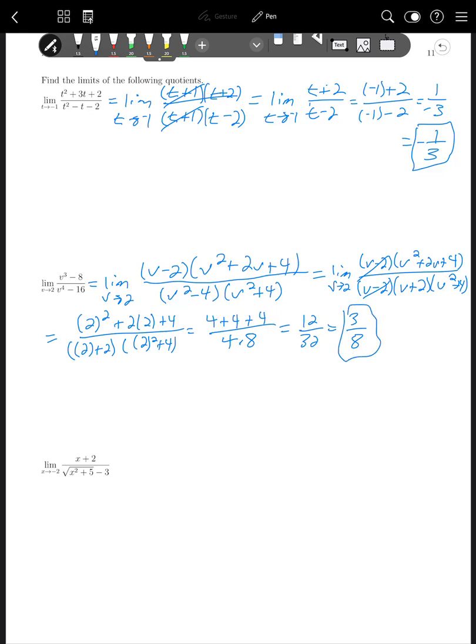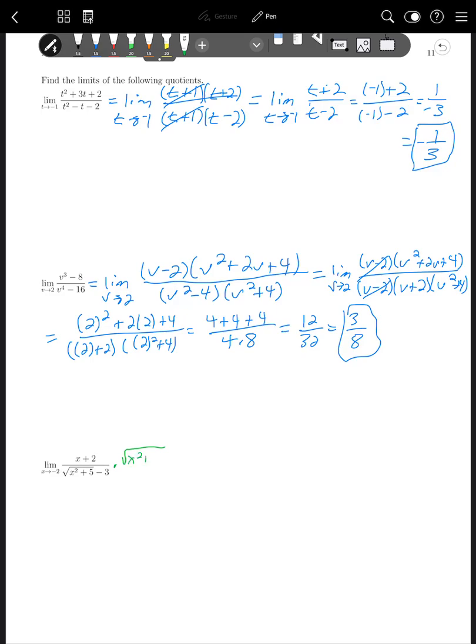Okay, and then the last one here is another example where we're dealing with a square root inside of a radical. Almost always that's going to mean you're going to need to multiply by the conjugate. So in this case, if I were to plug negative 2 into the bottom, I'd get negative 2 squared is 4. 4 plus 5 is 9. The square root of 9 is 3. 3 minus 3 is 0. So that's a problem. So we can multiply by the conjugate.